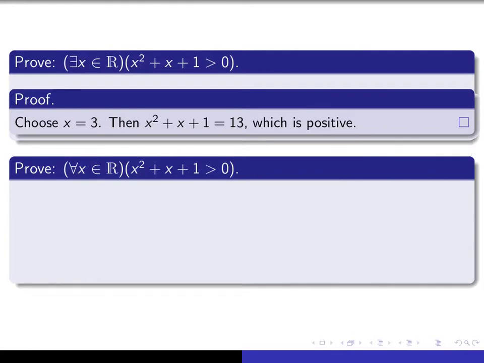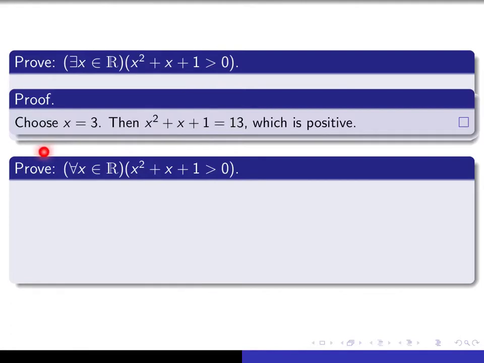So here's my proof. All I have to do is produce a single x, it doesn't matter which one, just as long as it makes that true. So I say choose x equal to 3, and then I just verify that this is true for that x. Then x squared plus x plus 1 turns out to be 13, which is positive, and so that's the end of the proof.